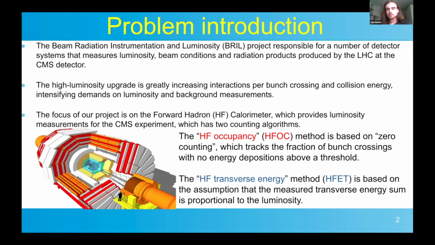Project is responsible for a large number of detector systems, but in our project, we will focus on the forward hadron calorimeter, which provides luminosity measurement for the CMS experiment and has 2 counting algorithms. First one is the HF occupancy method. It's based on zero counting, so we are tracking the fraction of bunch crossings with no energy depositions above some threshold. The second one is HF transverse energy method. It is based on the assumption that the measured transverse energy sum is proportional to the luminosity.